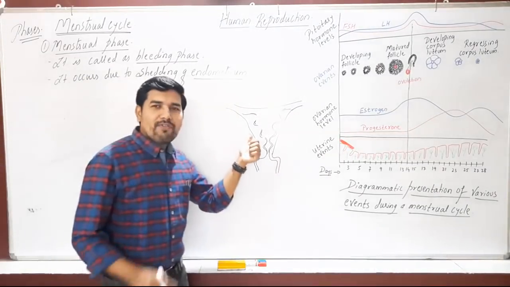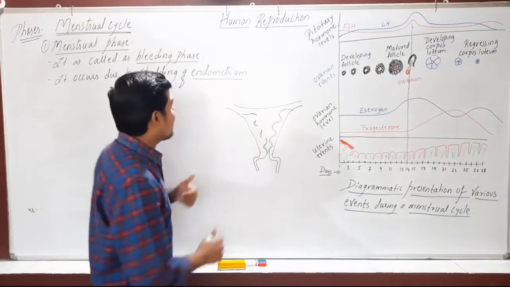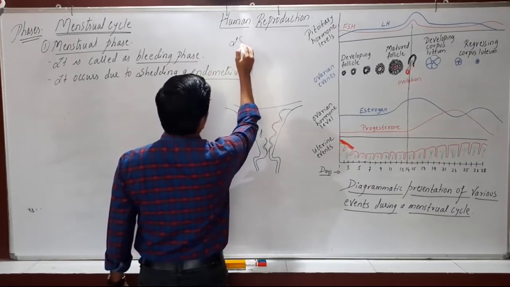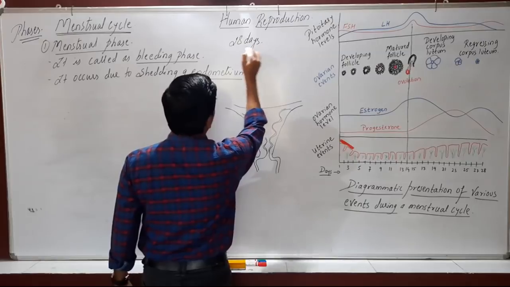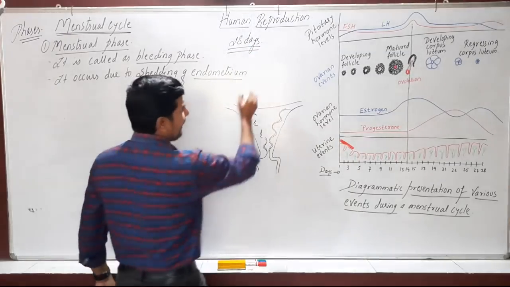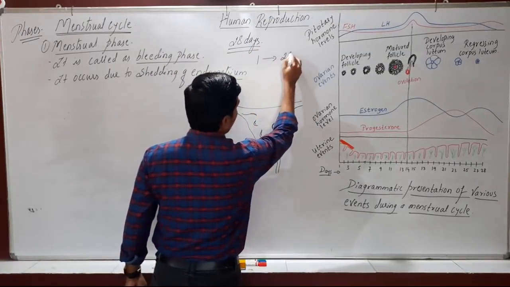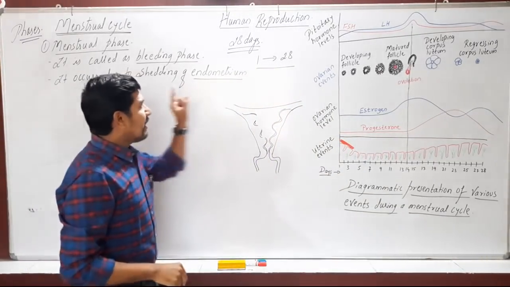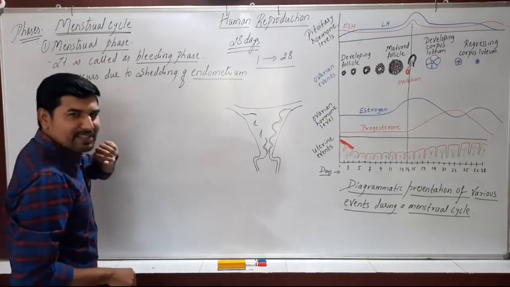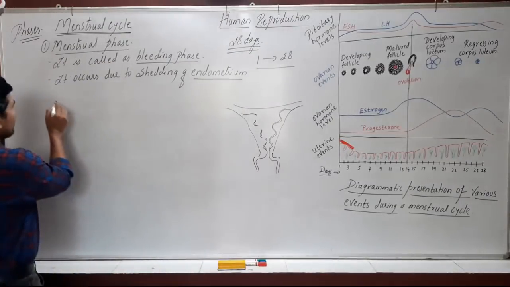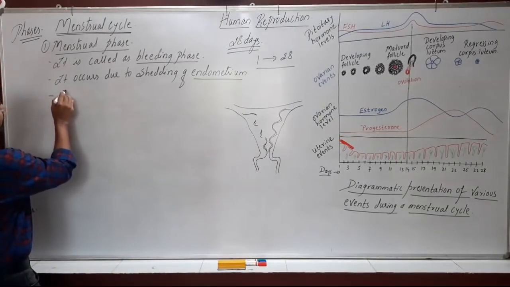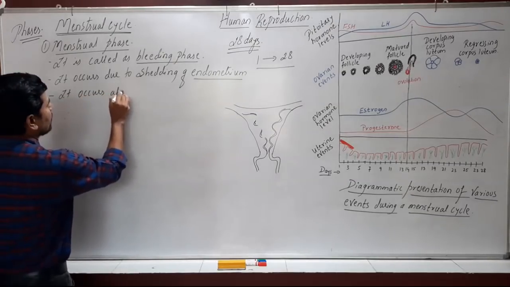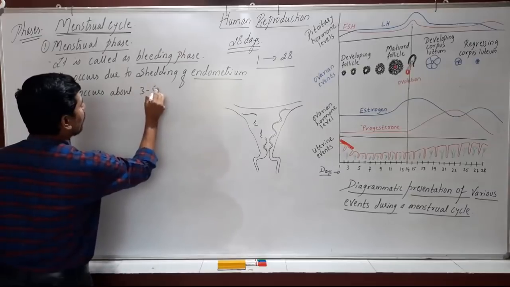Then, as we said, the menstrual cycle occurs once in 28 days, from day 1 to day 28. So we divide it into 4 phases. The first phase is the menstrual phase, and the time taken for this is about 3 to 5 days.